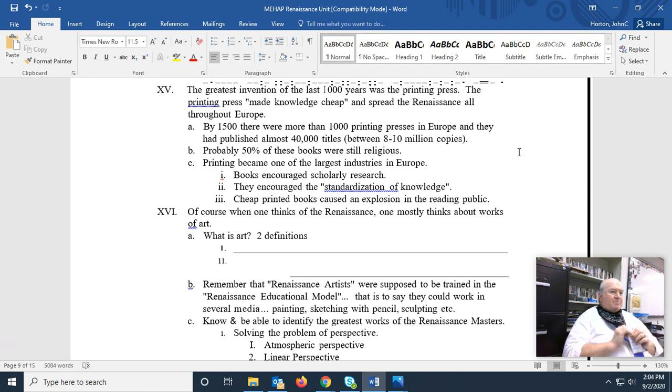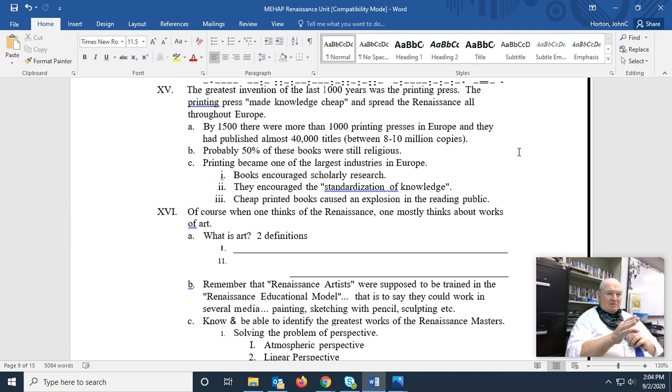So, 1456 was when Gutenberg invented his movable type printing press. And yes, as you know, the first book he printed out of it was a Bible, but not the last. Oddly enough, Johann Gutenberg didn't really make much money out of his invention, and to be honest, he died in relative poverty. But anyway, the printing press, as you see there, made knowledge cheap.